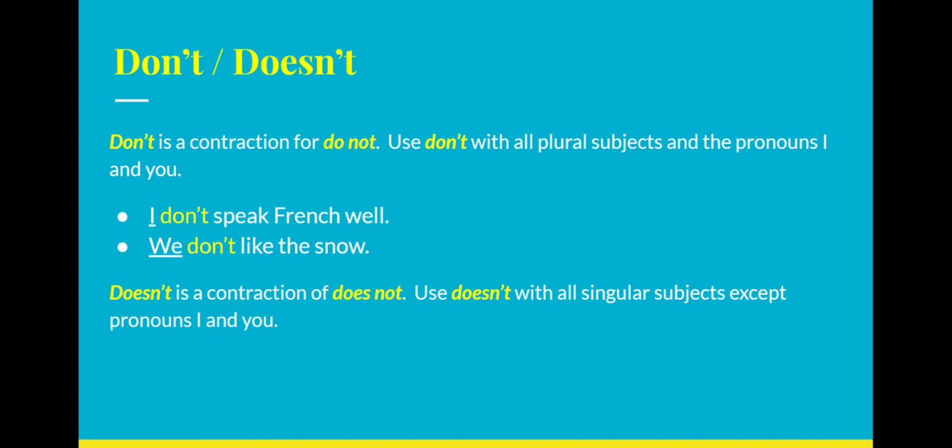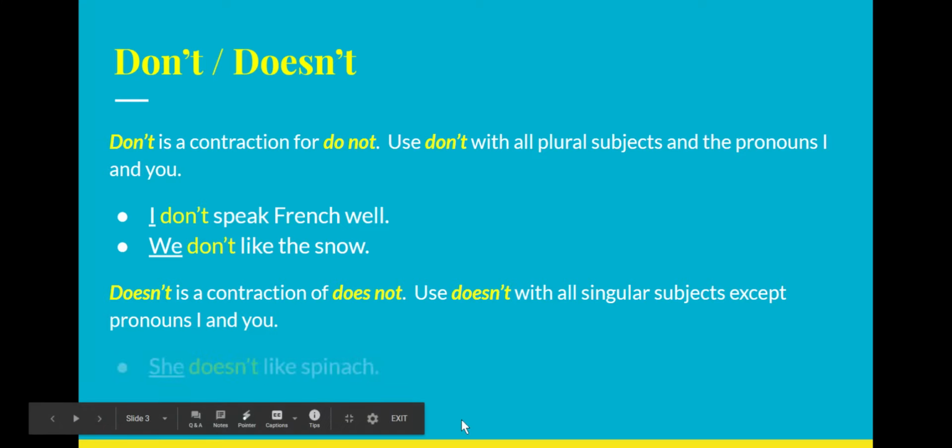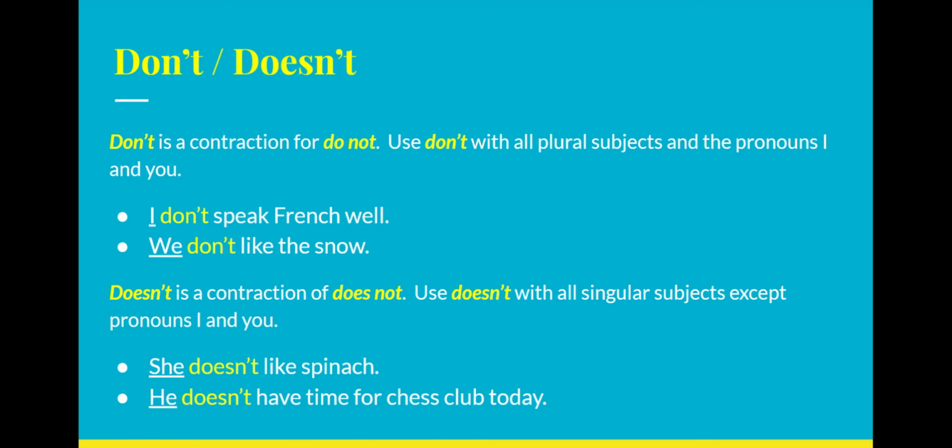Doesn't is a contraction of does not. So we use doesn't with all singular subjects except for pronouns I and you, right? Because we're using don't with those. So, she doesn't like spinach. She is singular, doesn't is singular. He doesn't have time for chess club today. He and doesn't are both singular, so they're in agreement.